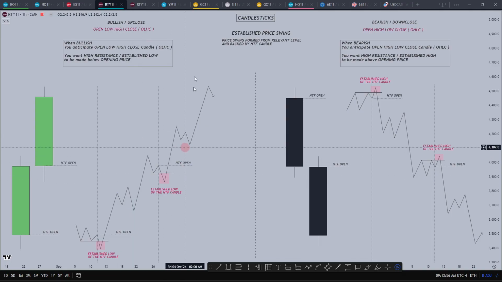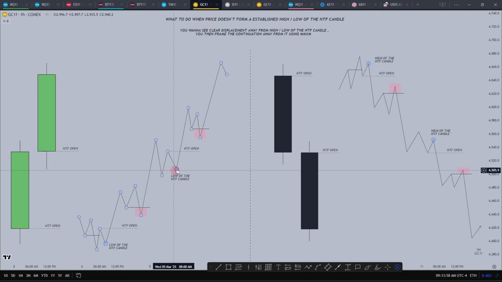This same logic we used here, same logic even when price forms an unestablished high of the candle. You ideally don't want to frame away from unestablished highs, but these scenarios are also there, like 20% of the time. So just so that you people don't get confused, I do still frame continuation legs away from an unestablished high or low of a high time frame candle. This looks like OLHC but without an established low, but I will still frame it because I can see this is an OLHC candlestick formation.